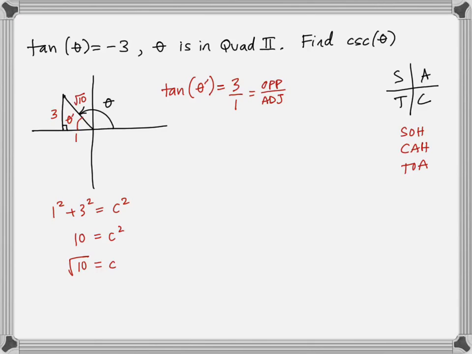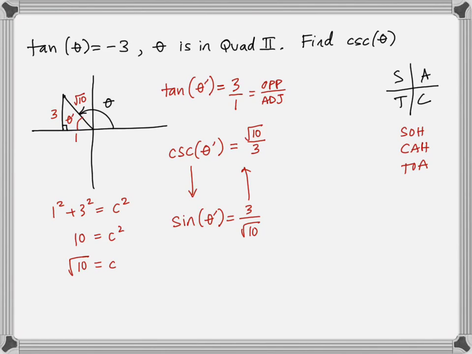All right, so they asked us for cosecant. I'm doing this all for theta prime right now. So for cosecant, I need to know sine so I can flip it over, right? Sine is opposite over hypotenuse. So my opposite side is 3, my hypotenuse is root 10. So I'm going to flip that over for cosecant, root 10 over 3. All right, so that's my cosecant of theta prime.